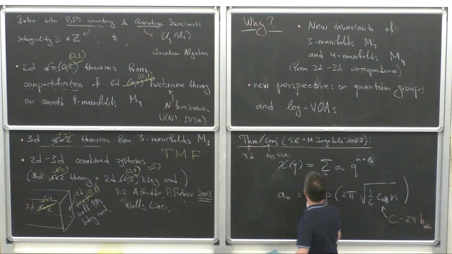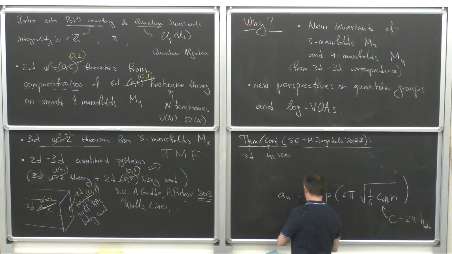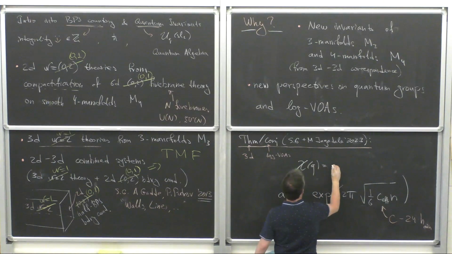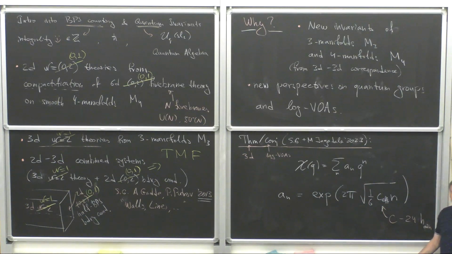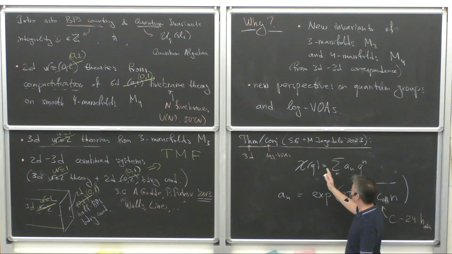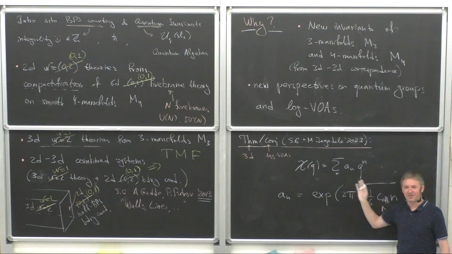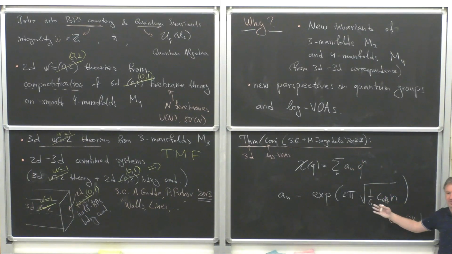And here, the analogous statement is the following. You have the same expression for characters. So chi of q is the sum over n of a_n q to the n. There are various bells and whistles. For instance, I don't know if Terry or I will have time to tell you that these should be called quasi-characters, not characters, in the logarithmic context, and so on. It doesn't really matter. They're analogs of characters. We're trying to do the same thing. We're trying to count states.